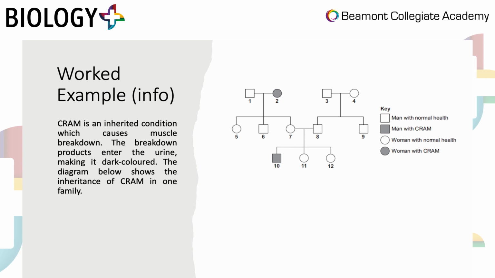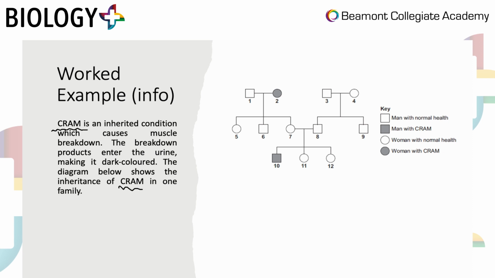Worked example. Cram is an inherited condition which causes muscle breakdown. The breakdown products enter urine, making it dark coloured. The diagram below shows the inheritance of cram in one family. Now, this is something you won't have been taught about. You'll go, what is cram? Okay, it's just another inherited condition.